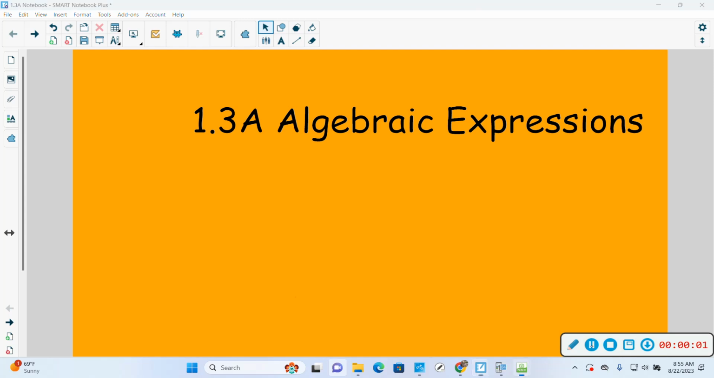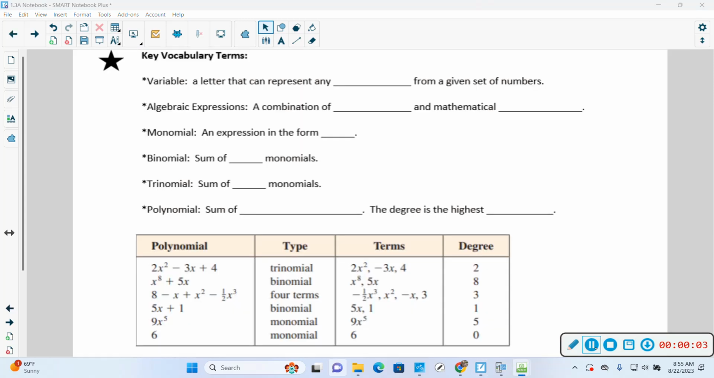All right, let's start with vocabulary today. There's a lot of vocabulary, but you're going to know most of this. A variable: we all know what a variable is. A letter that can represent any number from a given set of numbers. So we all know a variable is a letter that represents a number. Okay, we know that.